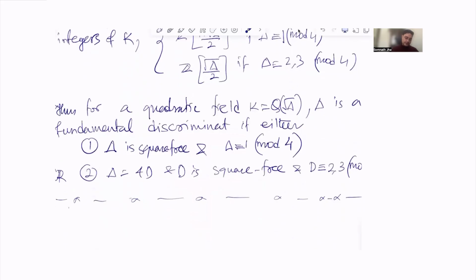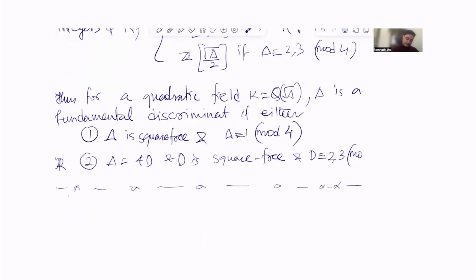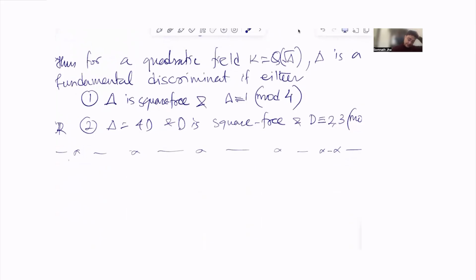So that's why I've written it like this. For a quadratic field Q(√Δ), Δ is a fundamental discriminant. The way to check it: Δ is square free and Δ is 1 mod 4, or Δ is 4D and D is square free and D is 2 or 3 mod 4. Okay.